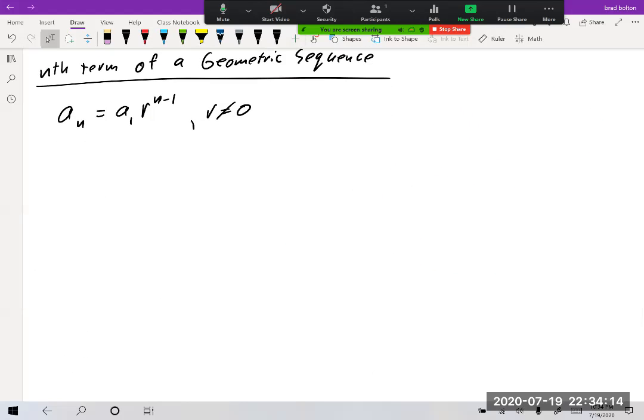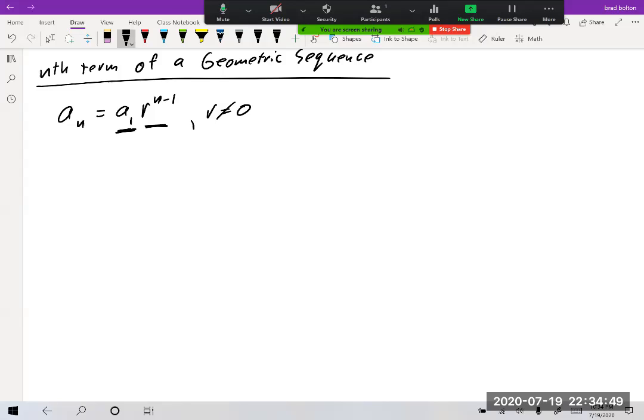Now here's the nth term of a geometric sequence. Again, a sub 1 is our first term, and you can't let your r be 0. It doesn't make sense to have your common ratio be 0, because then everything would be 0. So for a geometric sequence whose first term is a sub 1 and whose common ratio is r, the nth term is determined by this formula. You just need the first term and the common ratio, and then you can build any term in that sequence.